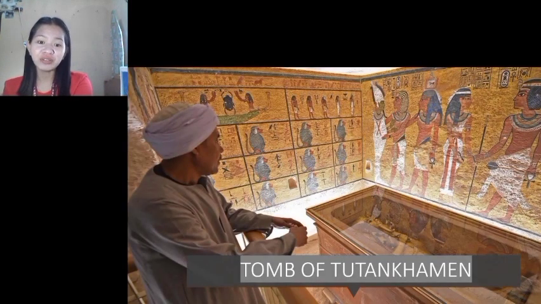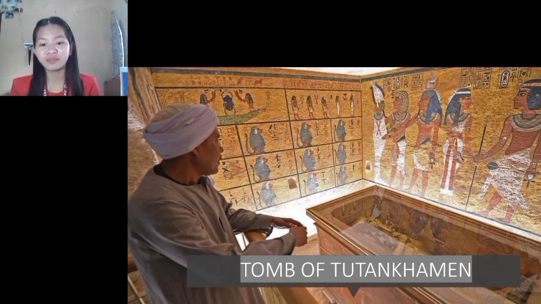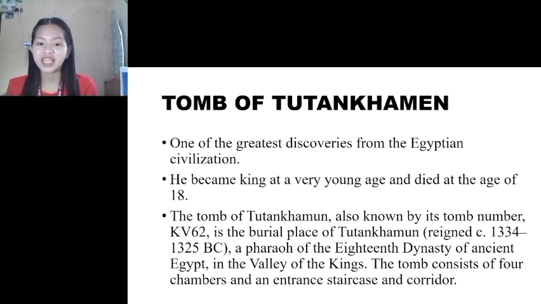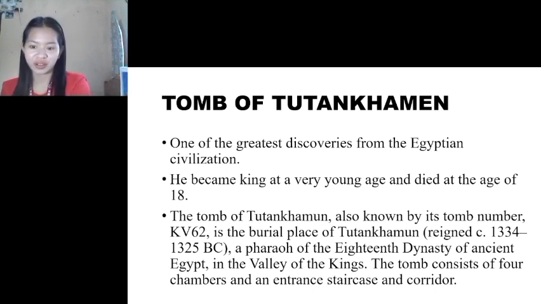Okay? In the New Kingdom there is the tomb of Tutankhamen. The tomb of Tutankhamen is one of the greatest discoveries from the Egyptian civilization. He became king at a very young age and died at the age of 18. The tomb of Tutankhamun, also known by its tomb number KV62, is the burial place of Tutankhamun, a pharaoh of the 18th dynasty of ancient Egypt, in the Valley of the Kings. The tomb consists of 4 chambers and an entrance, staircase, and corridor.